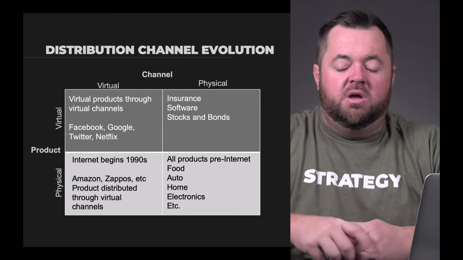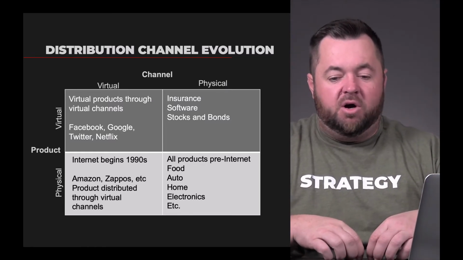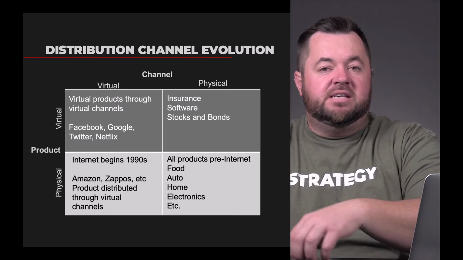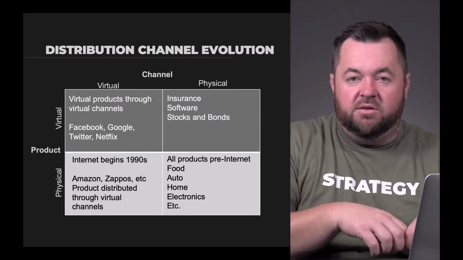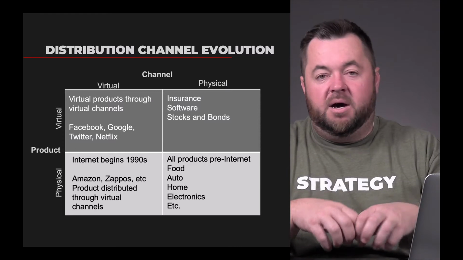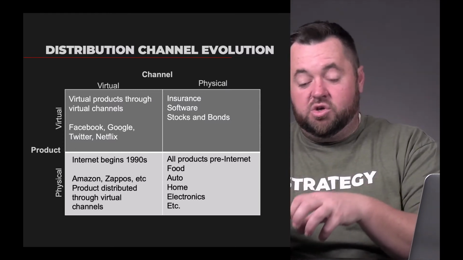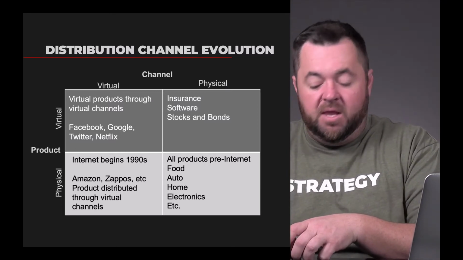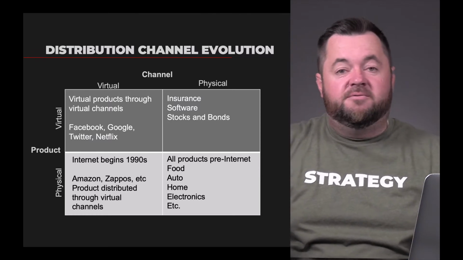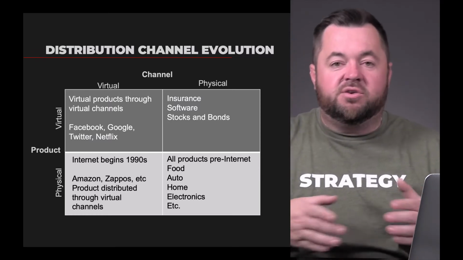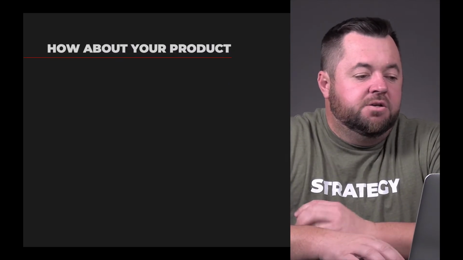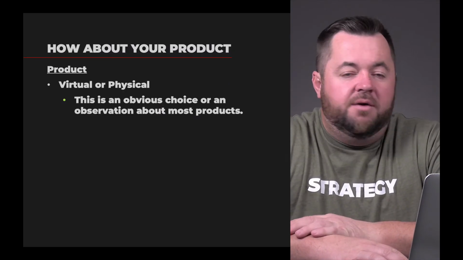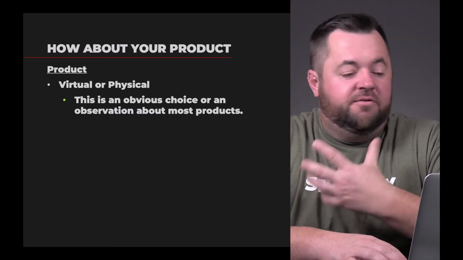But also, many products can be marketed in several of these areas. If I'm a shoe manufacturer, I can sell through Amazon, I can sell on my own website, and I can also sell through a physical store. And all three of those can be approached very differently. And so it's important to have a strategy and understand that those are different operations. So how about your product? Is your product virtual? Is it physical?